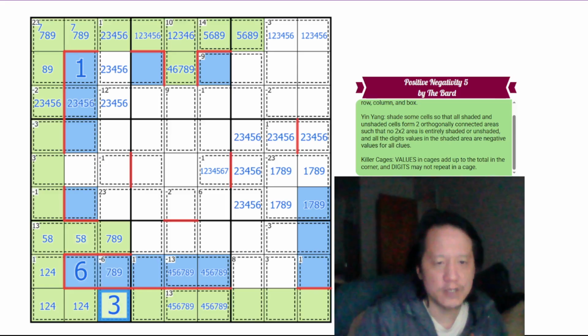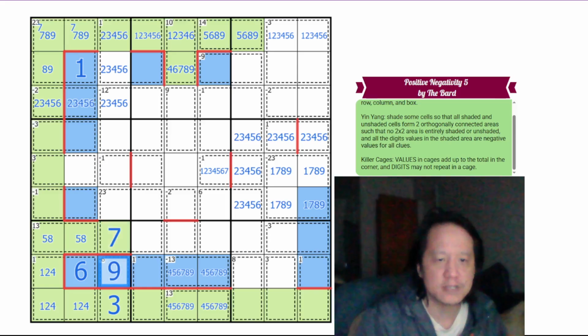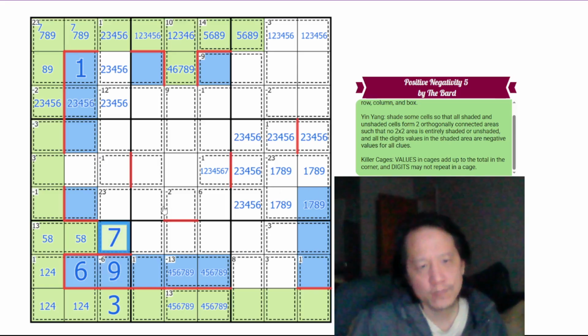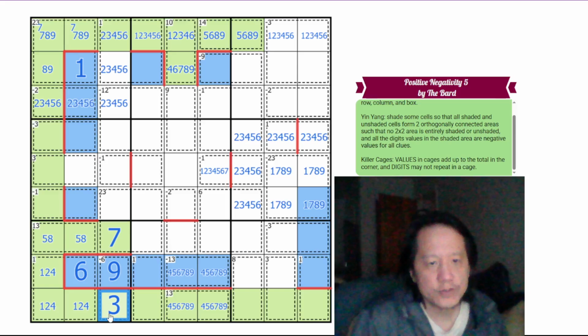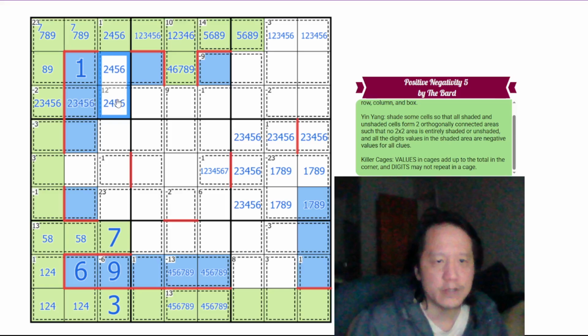And this 3 with negative 9 gives you negative 6. So this is 9 here. And this must be 7 then. 3 eliminates 3 as a possibility here. Where is 3 in box 1? It cannot be in these cells, so it must be in this negative 2 cage.